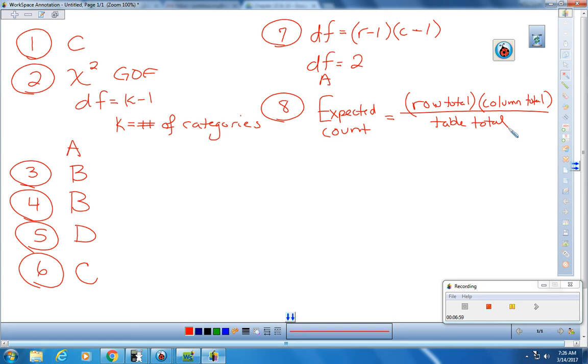All right? So that answer to 8 is E. So that was kind of a tricky one. It's probably one that a lot of people miss if I give something like that on a test. Okay?